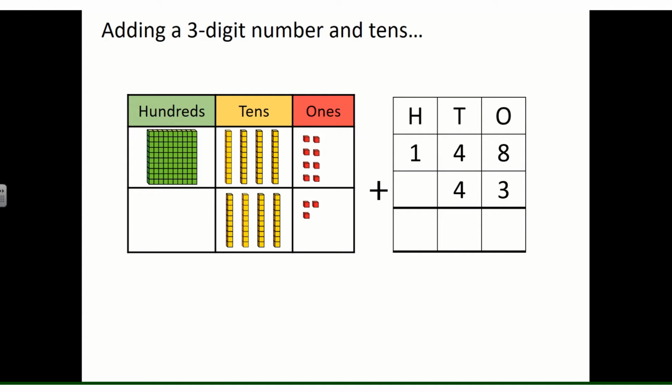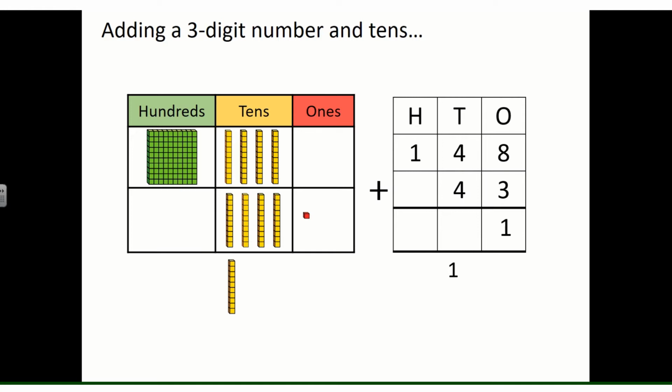I'm going to start, as always with a column addition, looking at the ones column. And I can see that I've got 8 ones plus 3 ones. 8 ones plus 3 ones means that I have more than 9 in my ones column. So I'm going to exchange 10 of them for a 10. I need to represent this in my column addition now by showing that there is one 1 left in the ones column, and the 10 that I've exchanged I've placed underneath the column addition in the tens column to represent my exchange of 1 10.